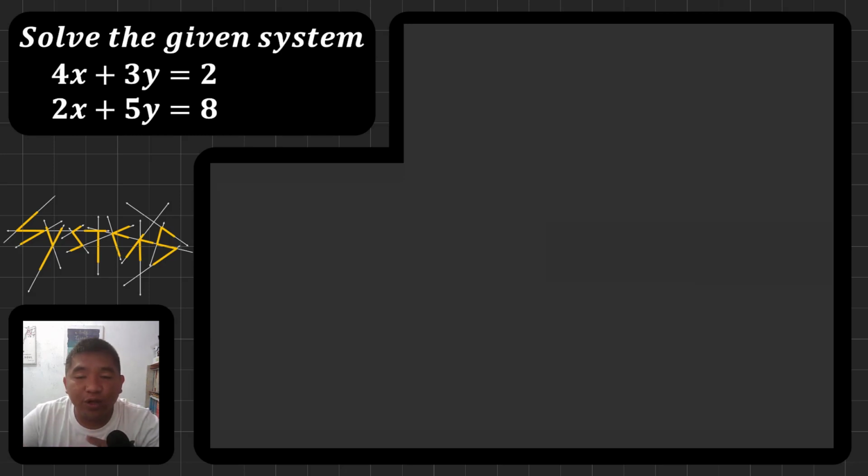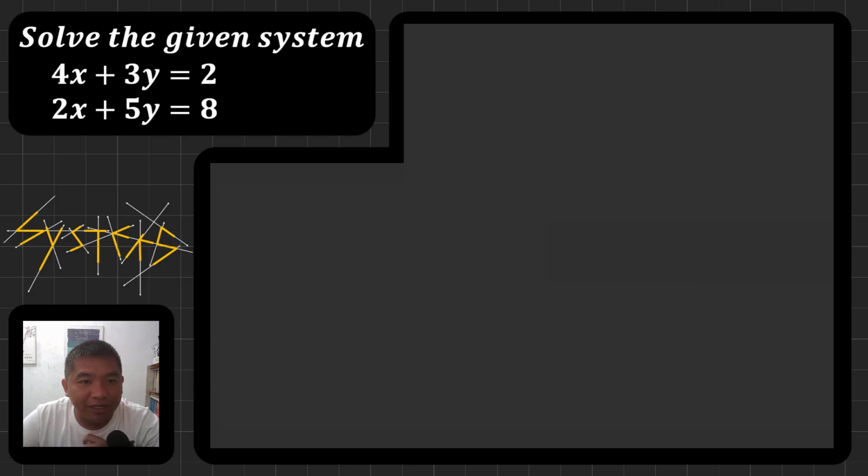So if we're going to graph their lines, and if there is an intersection, that intersection is the solution. If there's no intersection, then there is no solution. Here we are going to use another method, the elimination method. By the way, you could also use the substitution method, but I chose to use the elimination method.